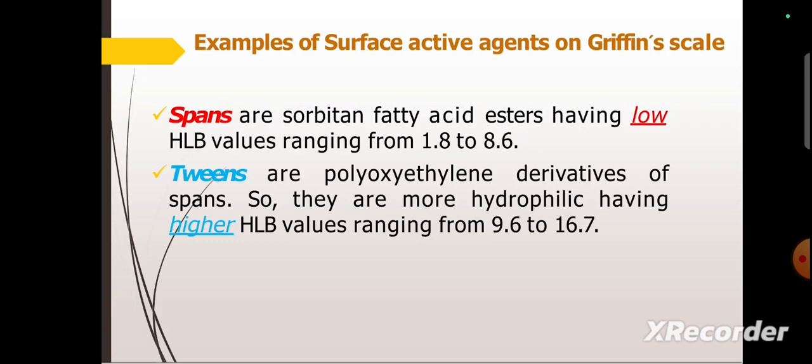Examples of surface active agents: Spans are sorbitan fatty acid esters, each having low HLB values ranging from 1.8 to 8.6. Here Tweens are polyoxyethylene derivatives of the Spans, so they are more hydrophilic, having higher HLB values ranging from 9.6 to 16.7.